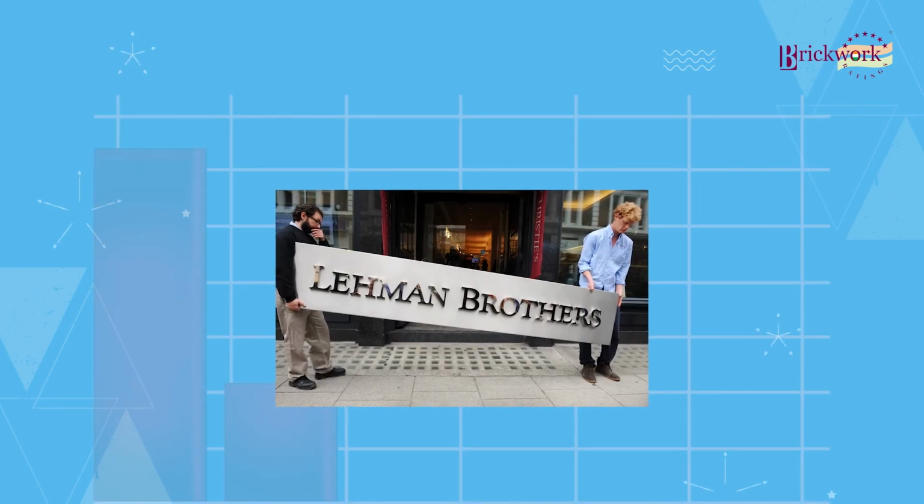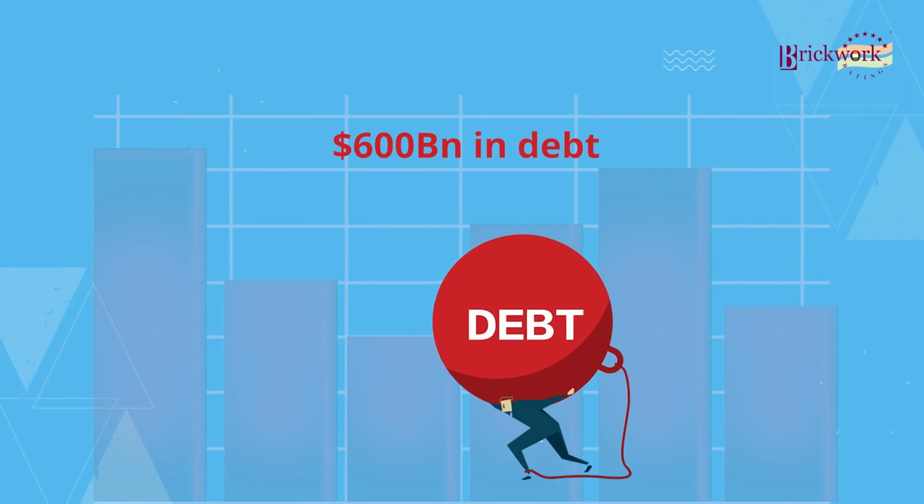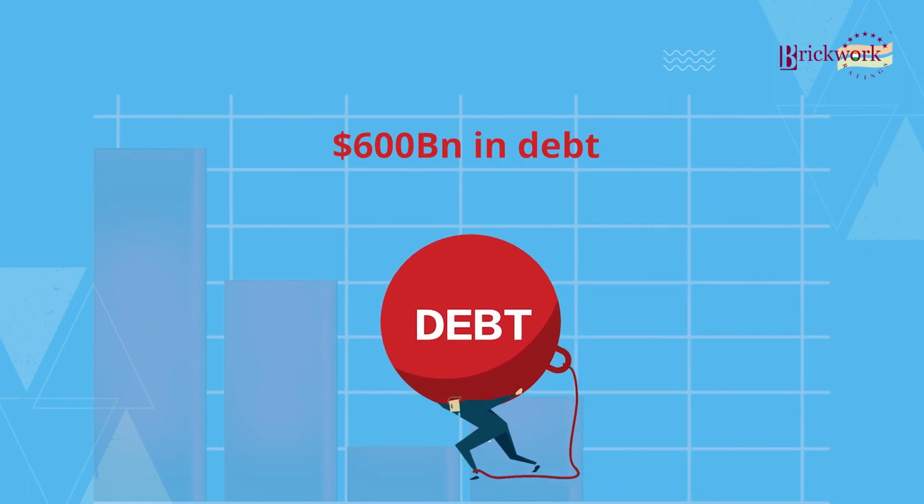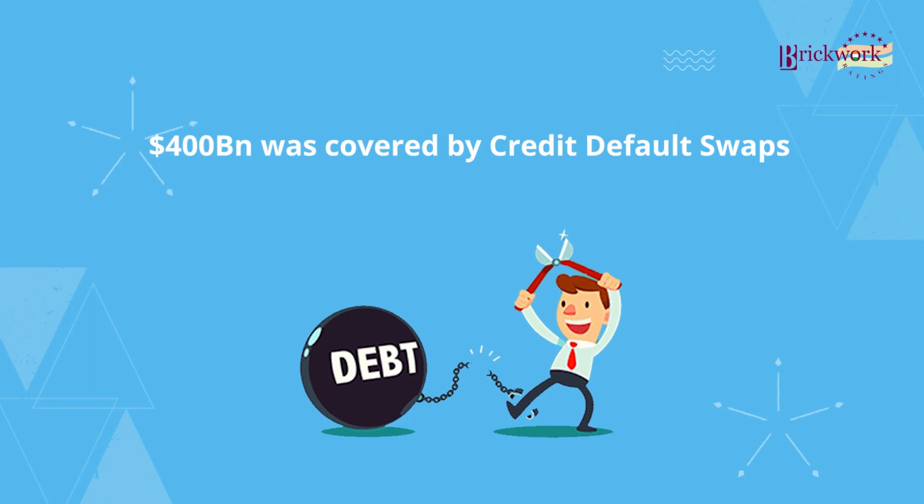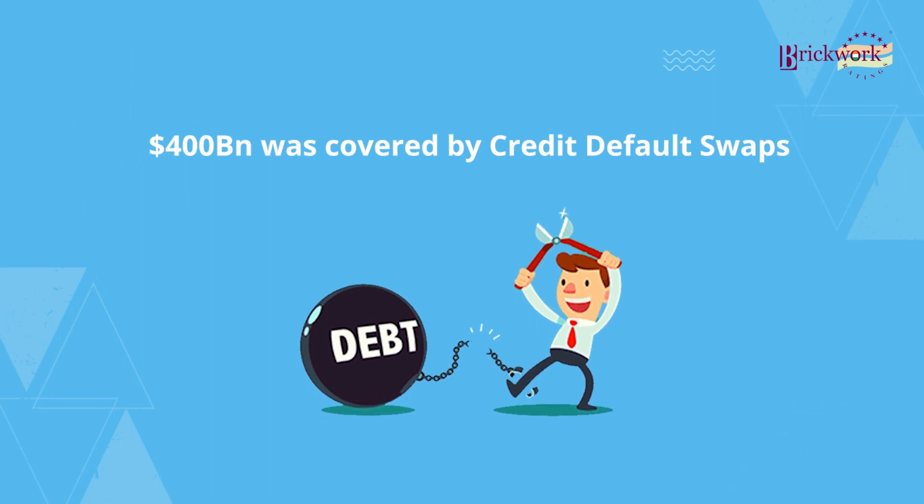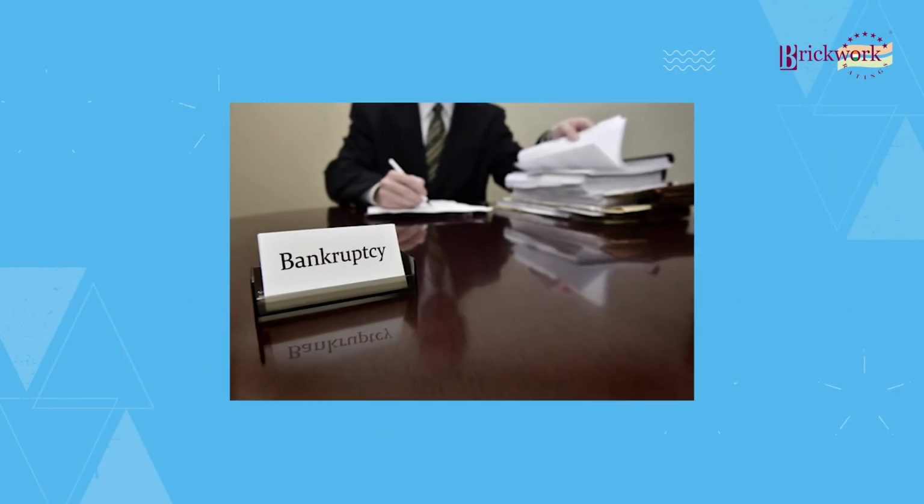Lehman Brothers had a significant role in the cause of this crisis. As a firm, they owed $600 billion in debt, of which $400 billion was covered by credit default swaps. When the debt was eventually due, Lehman Brothers couldn't cover the cost, so they declared bankruptcy.